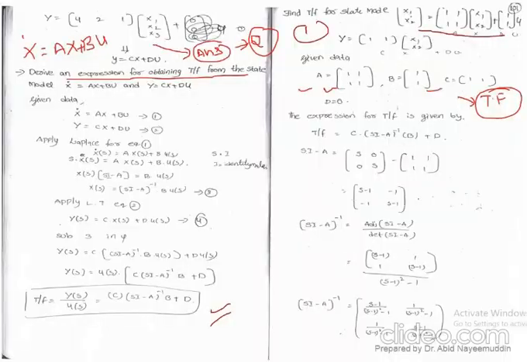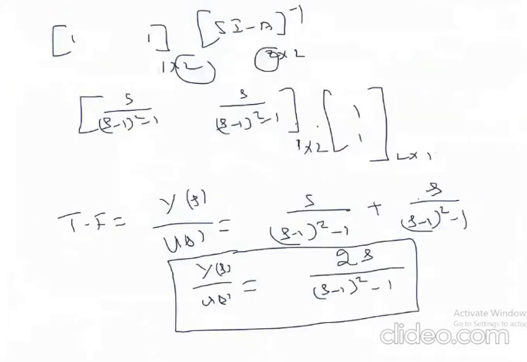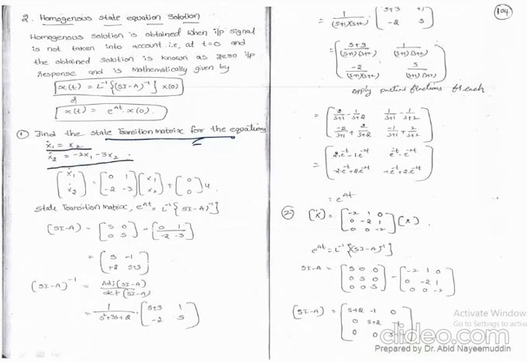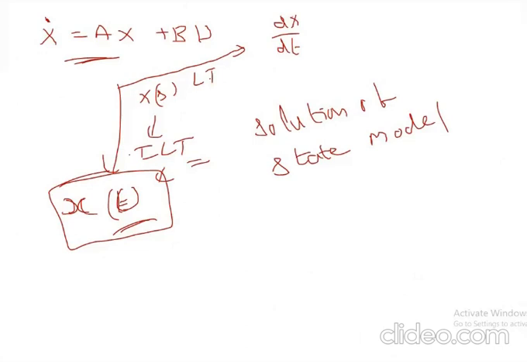Meanwhile, I have some time, so I will try to show you one problem. Let me solve this first problem. In this problem, the equations are given and you are asked to find the state transition matrix. The two equations are x1 dot is equal to x2 and x2 dot is equal to minus 2x1 minus 3x2. Let me write here.